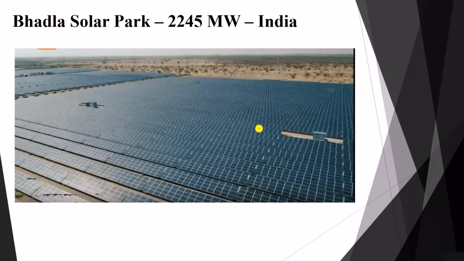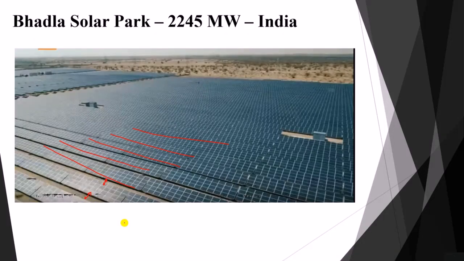Now, if you look at any very large PV farm, for example this one, 2245 megawatt, which is 2.2 gigawatt, in India, you can see between these panels you have one row, then the next row, then another. You can consider each row as one string. Between each row and the next one, there is a distance.